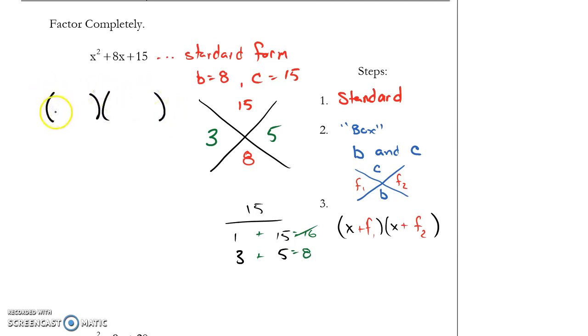Now, why is it x here and x here? Because it's x squared. X squared is x times x. Those go here and here. Those are the only two factors of x squared.